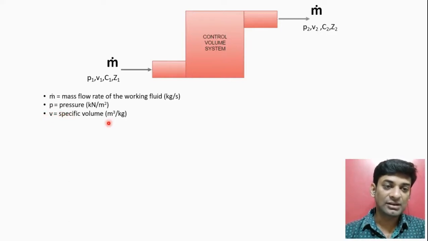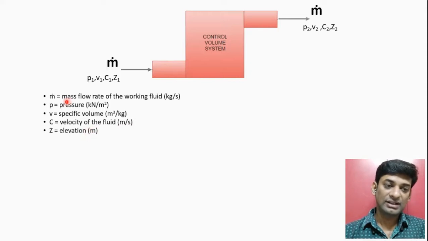Specific means the term is divided by kilogram. So whenever the term is divided with either mass or mass flow rate, it should be called specific. The velocity of the fluid unit is meter per second. The datum head, also called elevation or height, the unit is meter.